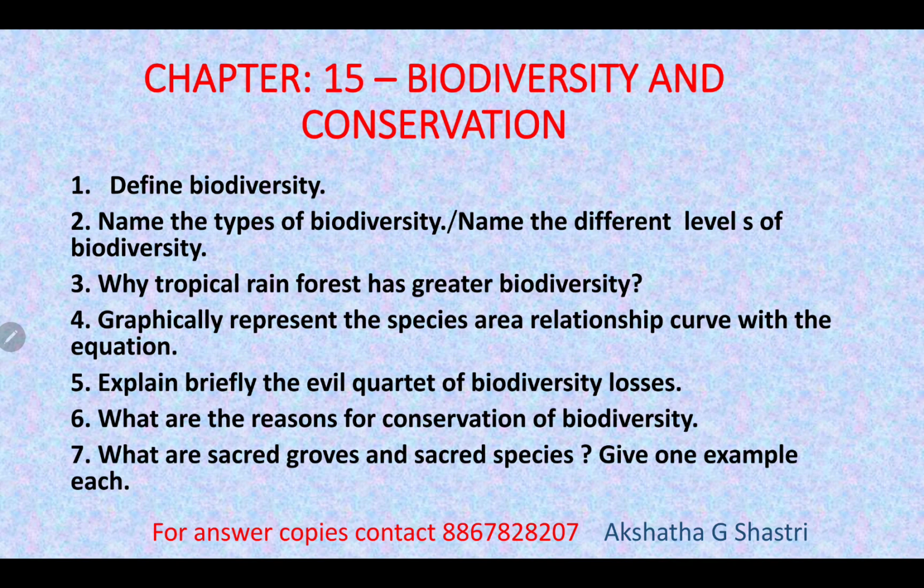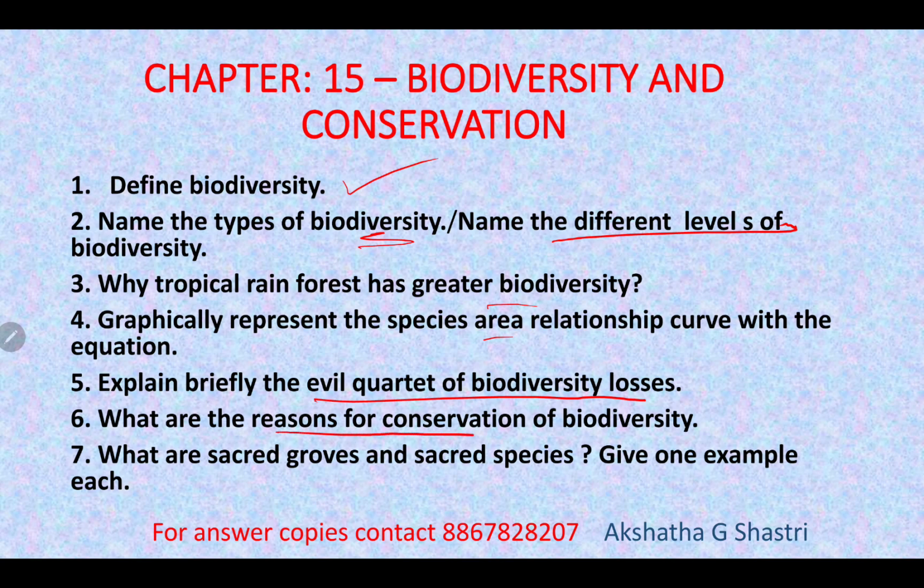Let's go for the 15th chapter, biodiversity and conservation. In this, define biodiversity. Name the types of biodiversity or name the different levels of biodiversity, they may ask. Why does tropical rainforest have greater biodiversity? Graphically represent the species area relationship curve with equation. Briefly explain the evil quartet of biodiversity loss.